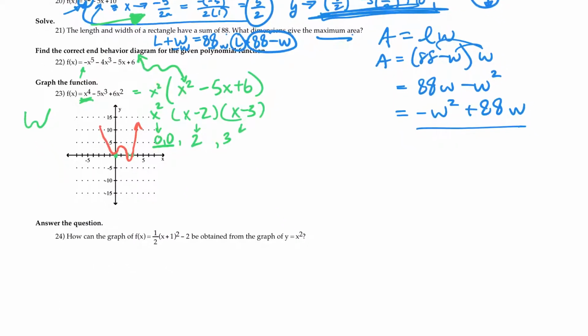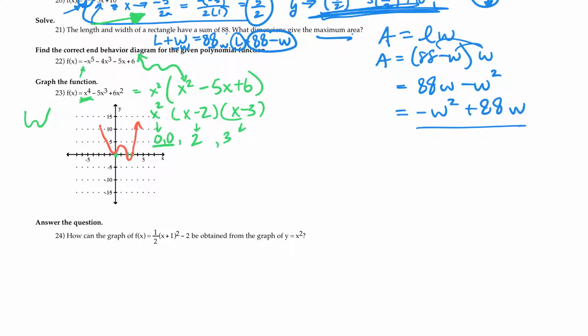Okay, and 24, how can the graph of that be obtained from that? Well, I look at the transformations. Let's start here. That tells me that the graph has to go left 1. Then this one tells me that I have to take all the y values and multiply them by a half. In other words, it's a vertical shrink. So it's going to squish it vertically. And then this thing tells you to move the graph down 2. All right, hopefully that helps you with those couple questions.